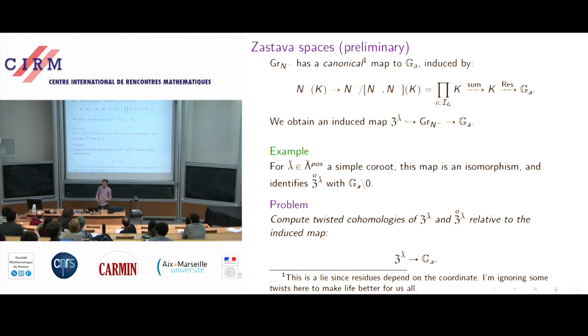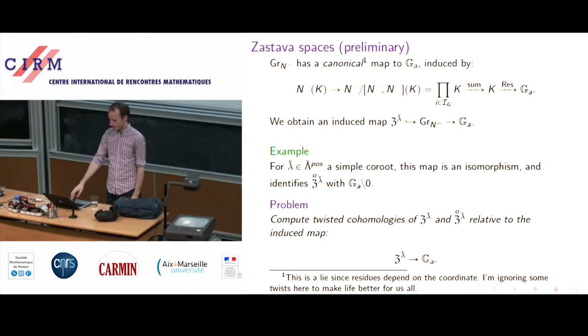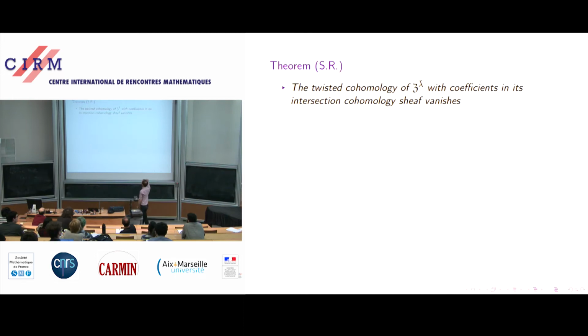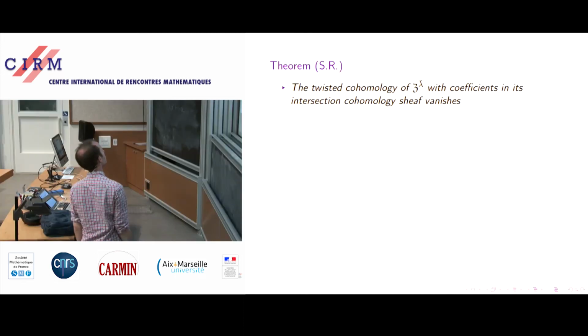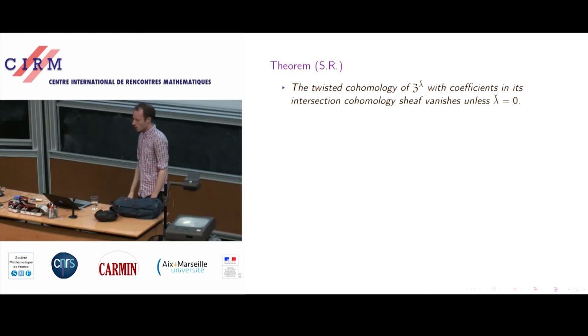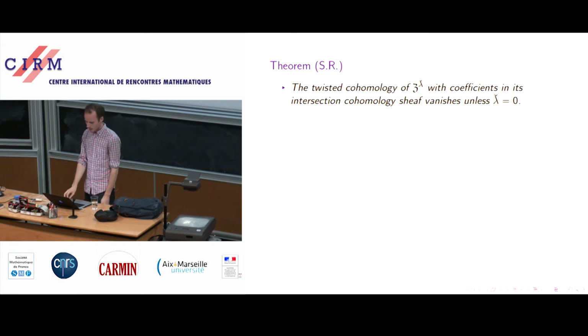So I'm going to give a first pass at a theorem that describes what these twisted cohomologies look like. Note that this problem generalizes our earlier computations. First, if you take the twisted cohomology of the Zastava space with coefficients in its intersection cohomology, the thing just completely vanishes, unless lambda check is equal to 0, in which case Zastava is a point, and you can't make the cohomology of a point with coefficients in something non-trivial vanish.